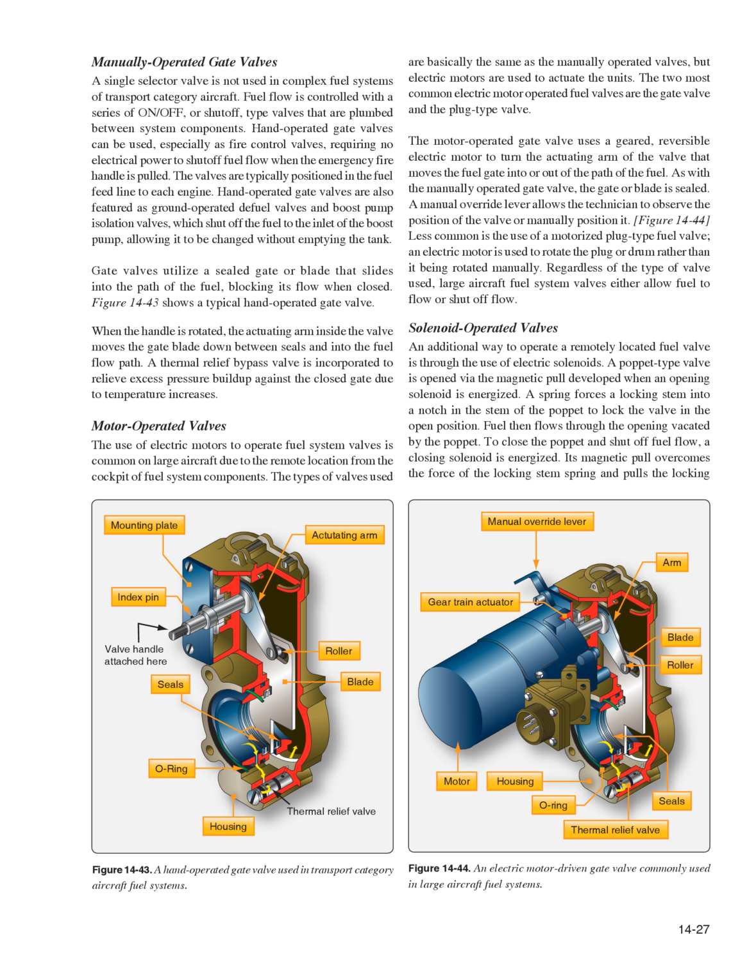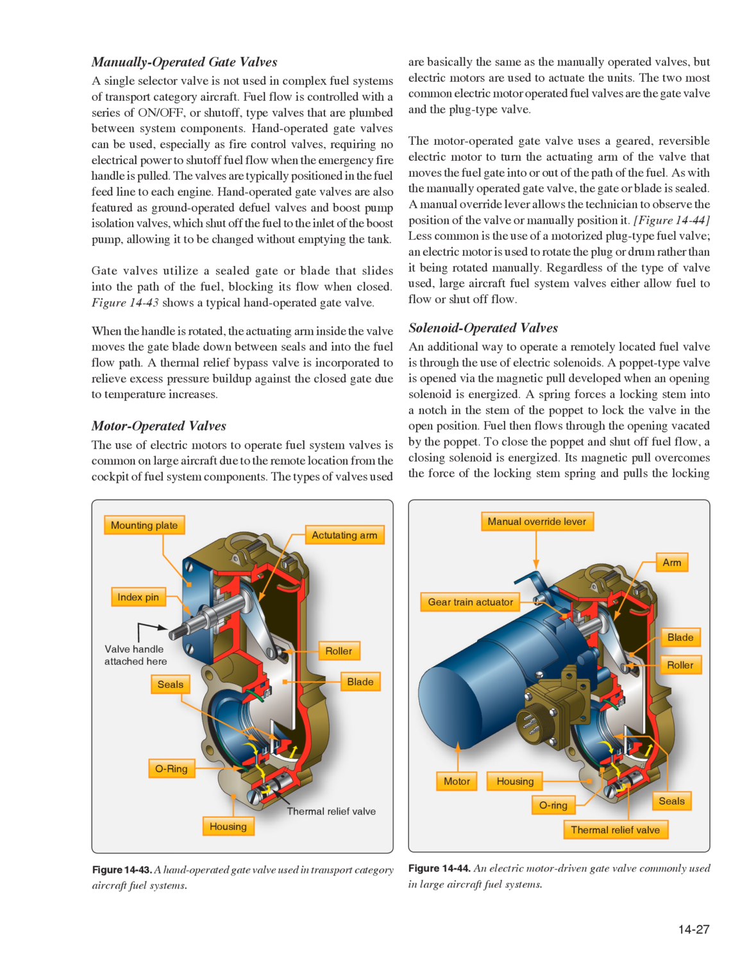Gate valves utilize a sealed gate or blade that slides into the path of the fuel, blocking its flow when closed. Figure 14-43 shows a typical hand-operated gate valve. When the handle is rotated, the actuating arm inside the valve moves the gate blade down between seals and into the fuel flow path. A thermal relief bypass valve is incorporated to relieve excess pressure buildup against the closed gate due to temperature increases. Motor-operated valves.